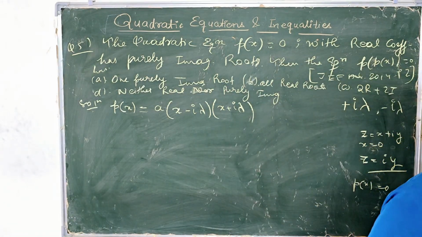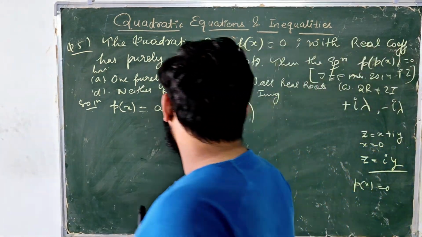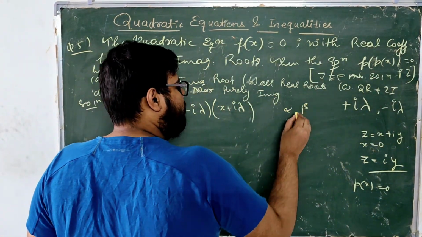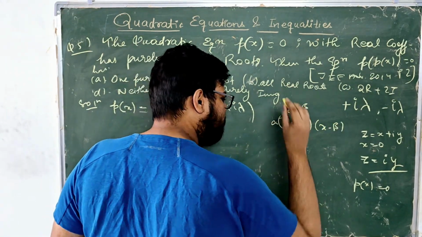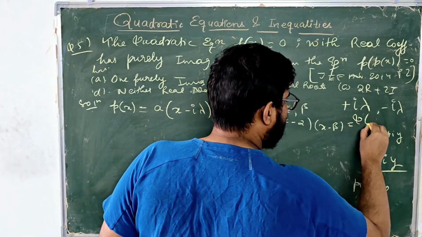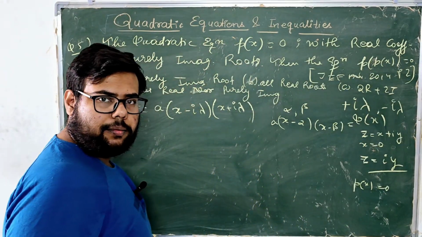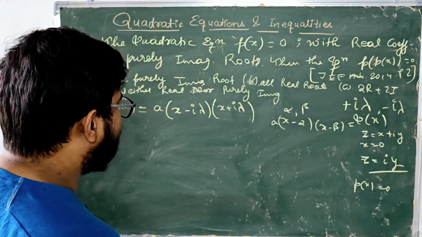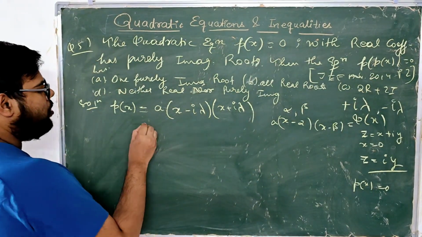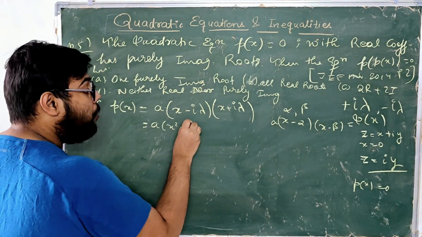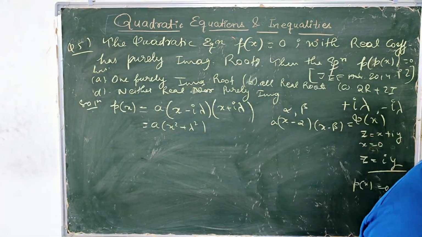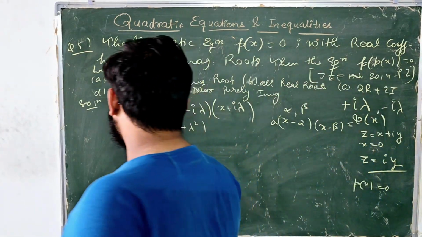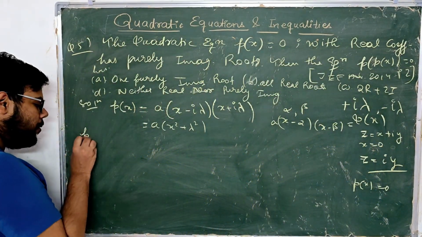are you able to understand this? If the roots are alpha and beta, then it is given as x minus alpha times x minus beta times some a is equal to the quadratic. Right? That's how you write it. So when you open this, you will get a times x square plus lambda square, not negative. Note this.